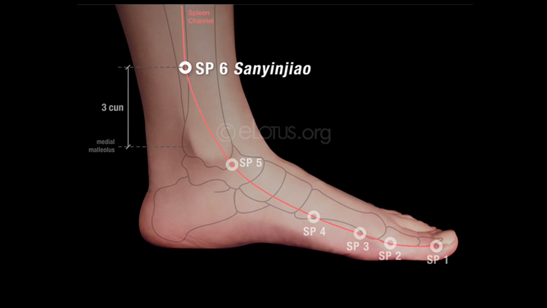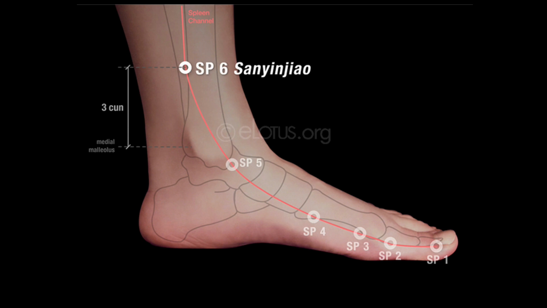Spleen 6, San Yin Jiao, three yin intersection. On the medial aspect of the lower leg, 3 cun above the medial malleolus, on the posterior border of the medial aspect of the tibia. Crossing point of the spleen, kidney, and liver meridians. Spleen 6 strengthens the spleen and stomach, resolves dampness, harmonizes the liver, strengthens the kidneys, nourishes blood and yin, regulates menstruation, cools and invigorates the blood, benefits urination, calms the shen.